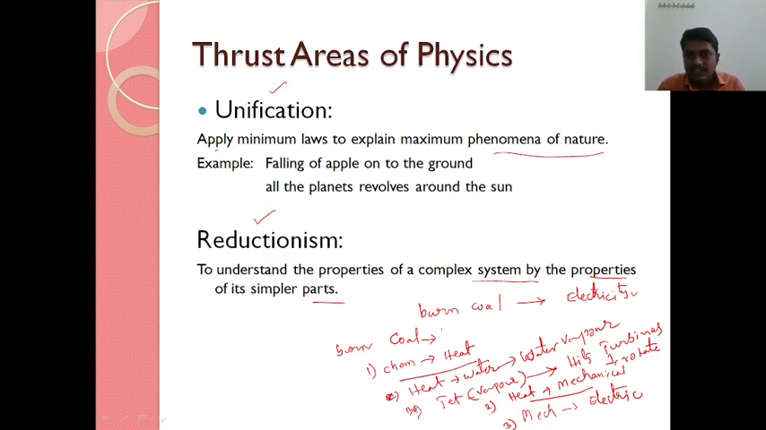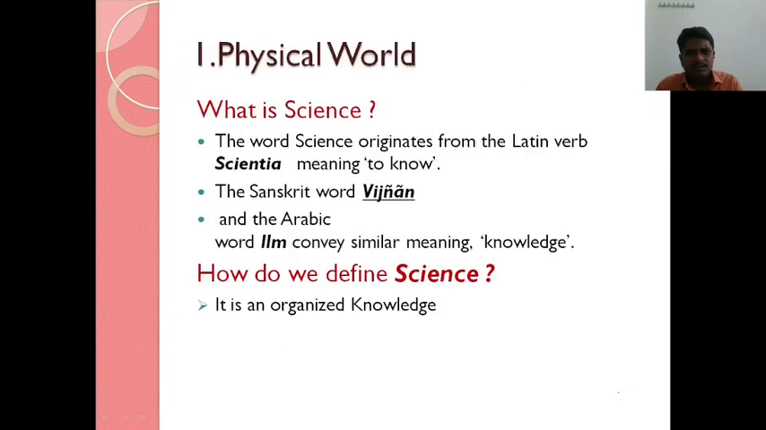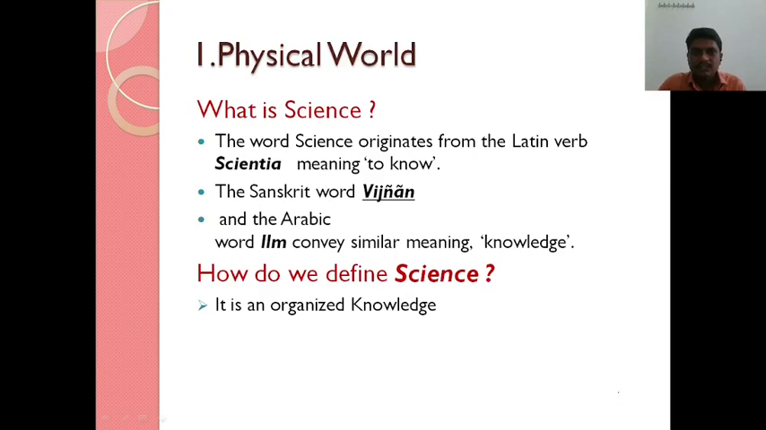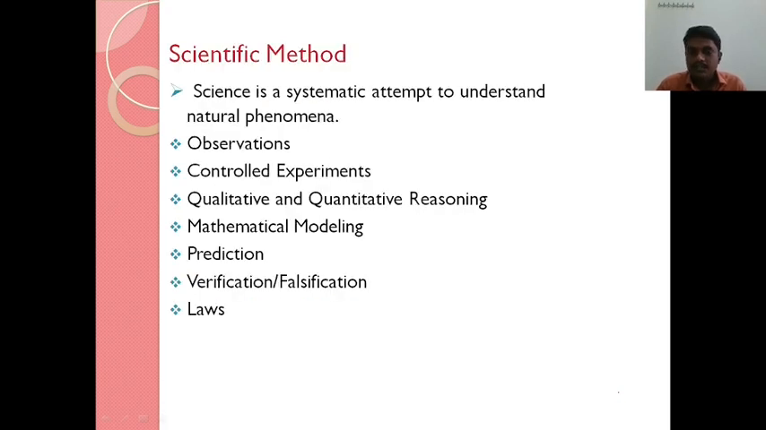This is about the different thrust areas of physics. This is about the natural world, the physical world. No need to worry about this. Just try to understand what is science. It came from the Latin word meaning to know, and the Sanskrit word Vignan, and the Arabic word mean the same, knowledge. So what is the definition of science? Science is organized knowledge, and it is dynamic, not static. It progresses continuously. In order to understand natural phenomena and the rules related to them, we have to follow one method, that is called the scientific method.